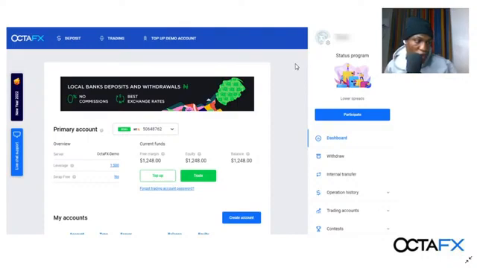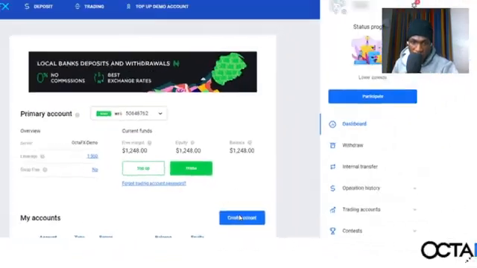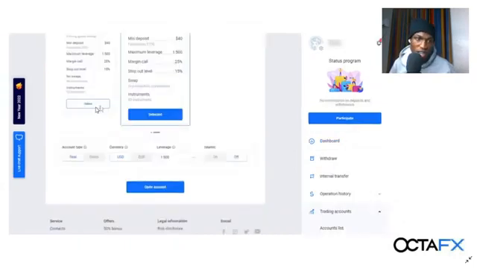What's the minimum trading amount on OctaFX? $40. Okay, so back to how to create a demo account. So when you get to your dashboard, or when you create a demo account, your dashboard is going to look something like this. All you want to do is to click on this blue button that says create account, and then you select MT4 or MT5, whichever one that you prefer.